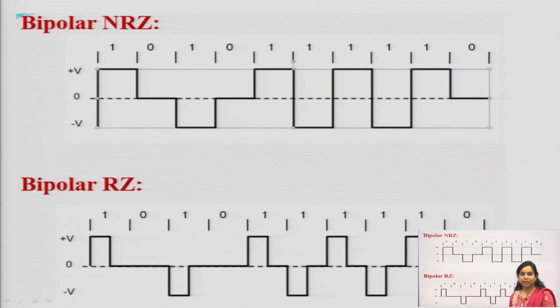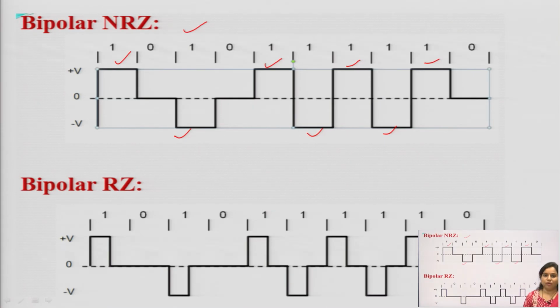Now, bipolar signaling is also divided into 2 types. First one is the bipolar NRZ, another one is the bipolar RZ. What is bipolar NRZ? In case of bipolar NRZ, I have drawn this waveform. For the first one it will be plus V, for the next one it will be minus V, then plus, then minus, then plus, minus and plus. So, this is how the bipolar NRZ will be drawn.